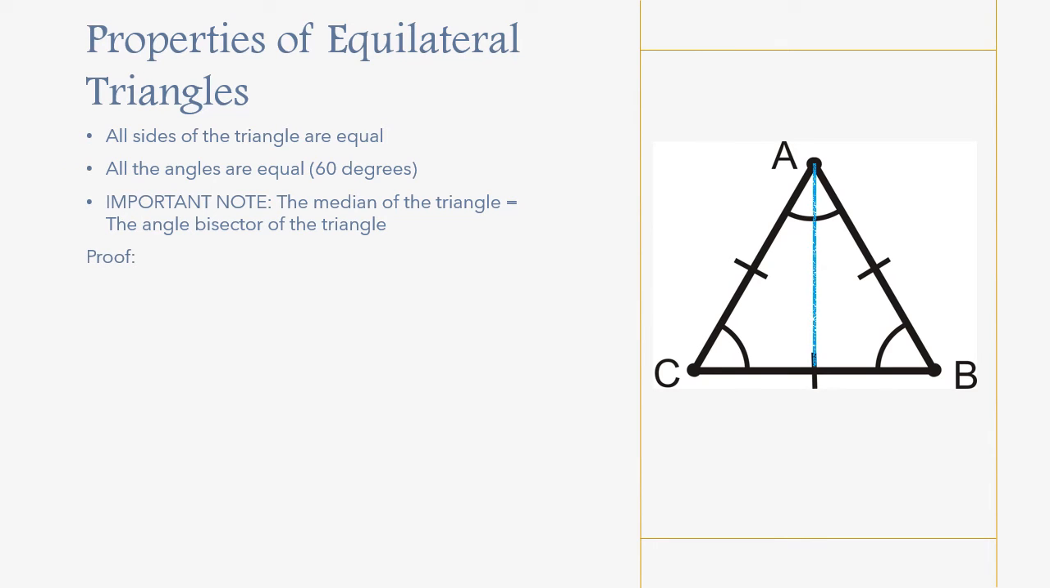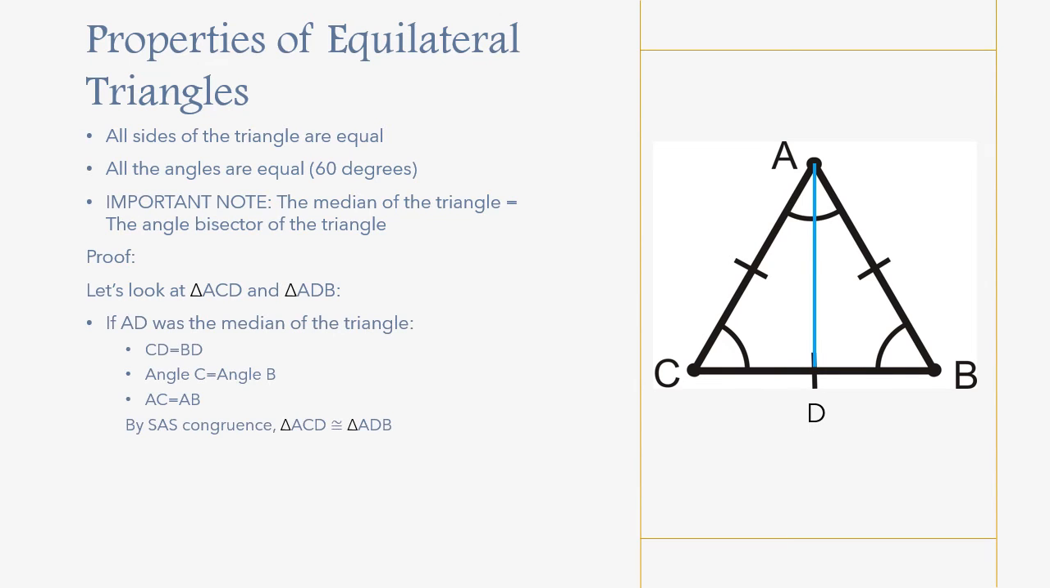So let's look at the proof. Let's draw a line from A to D. So let's look at triangles ACD and ADB. If AD is the median of the triangle, then CD is equal to BD, because AD divides the side CB into two equal sides. And then we have angle C is equal to angle B because it is given, and we know that AC is equal to AB because it is given.